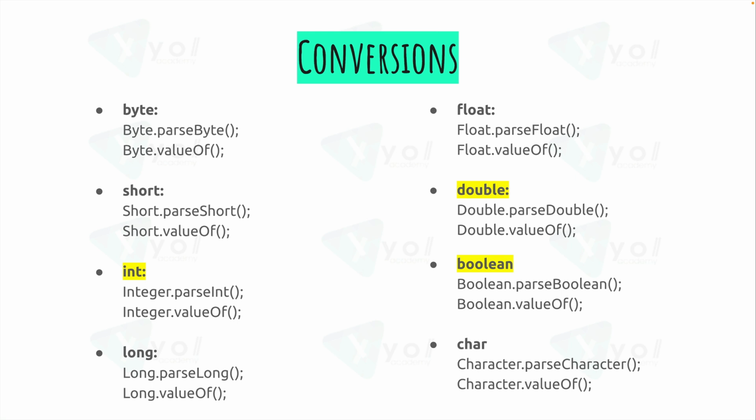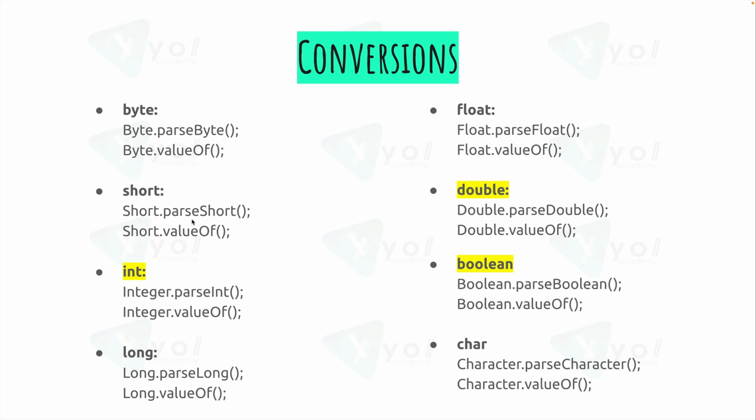Here's the overview of all of the primitive data types and the way of converting a string value to a primitive data type. For example, for byte, we can use Byte with a capital B dot parseByte method. In parentheses, we'll pass the value of the string, and that value will be converted to a byte. The same we can do with Byte dot valueOf. In parentheses, we'll pass the string value, and that would convert to a byte data type.